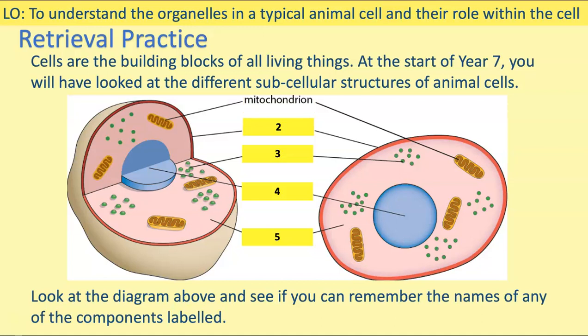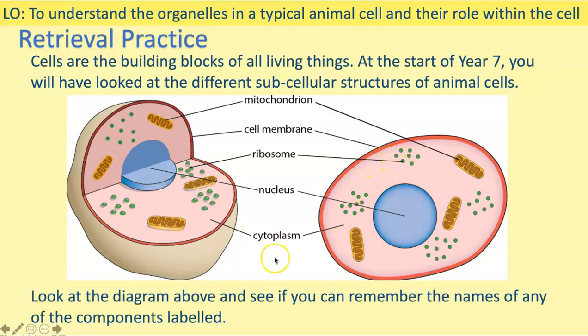So, number 1, this structure here is a mitochondrion. The plural of mitochondrion is mitochondria. We are going to go through the structure and the function of each of these cell structures in this screencast. Number 2 is the cell membrane. Number 3, we have ribosomes, and number 4, nucleus, and number 5, we have the cytoplasm.